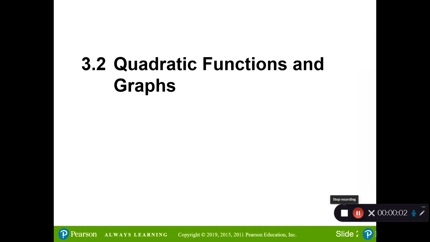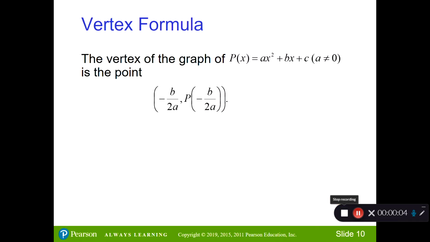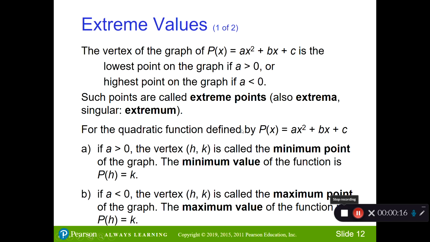Now we've learned that the graph of a quadratic function is a parabola, and we can find the vertex of the parabola using this to find the x-coordinate, and then plug it into the equation to get the y-coordinate of the vertex. That vertex is either the highest or lowest point on the curve.